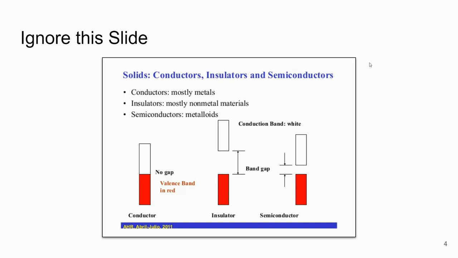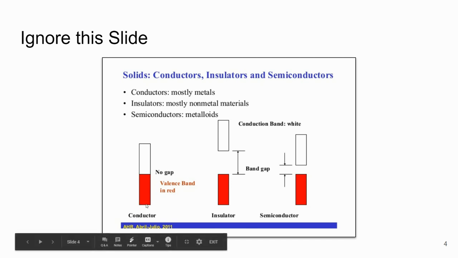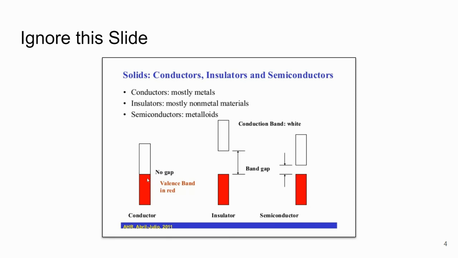So it says ignore the slide. Yeah, this is kind of the quantum mechanical theory of how conductors, insulators, and semiconductors work. It has to do with this band gap. The two bands are like the different energy levels of the electrons. In a conductor, the electrons are filling up all of these energy levels up to here. And if you give them just a little more energy, then they're free to move into the conduction band, and they just flow. In an insulator, there's a big energy gap.